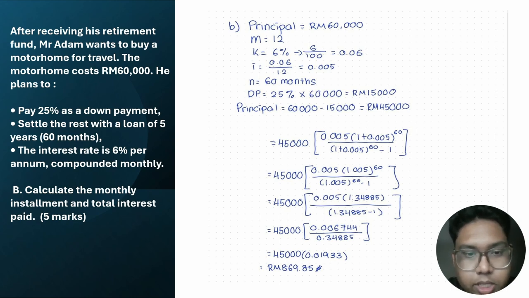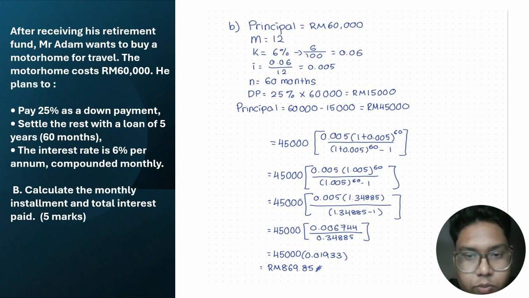So the principal is 60,000. The m is 12 because it is compounded monthly. The k is 6%, after dividing by 100 is 0.06. The i we calculated earlier: 0.06 divided by 12, and we will get 0.005. So the n is 60 months, which is 5 years, but we take the months. So the down payment is 25% multiplied by 60,000, and we will get 15,000 ringgit. Principal 60,000 minus 15,000 is equal to 45,000 ringgit.